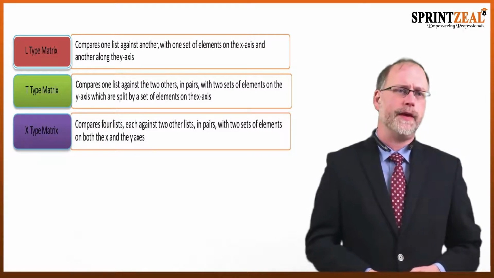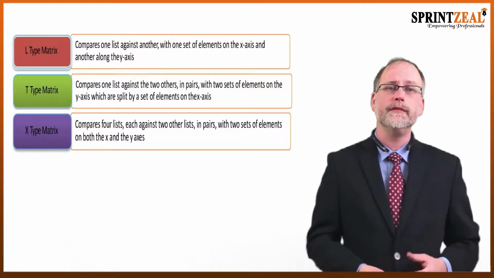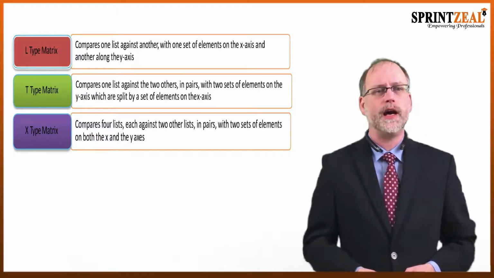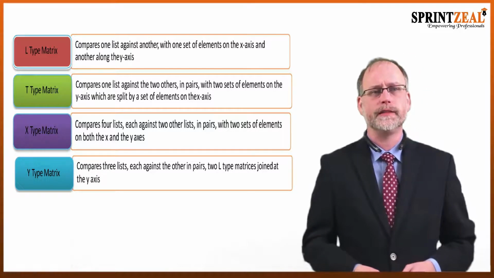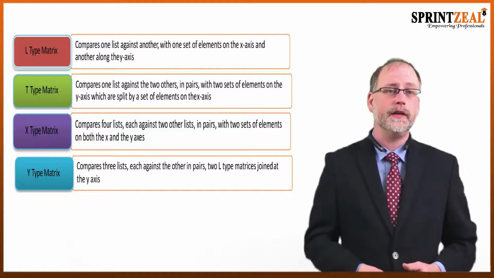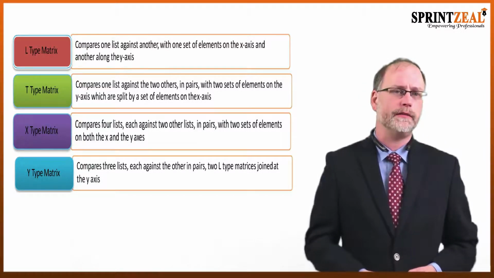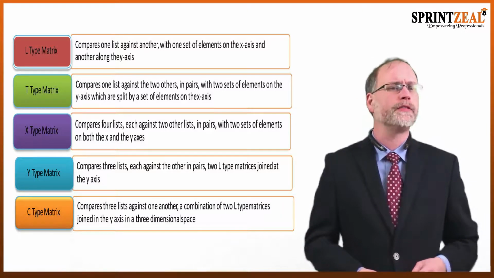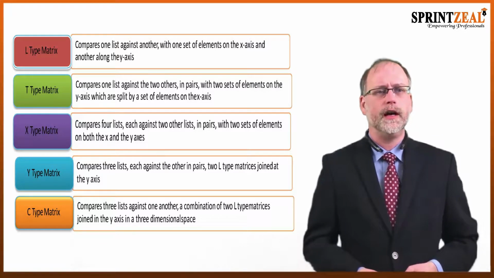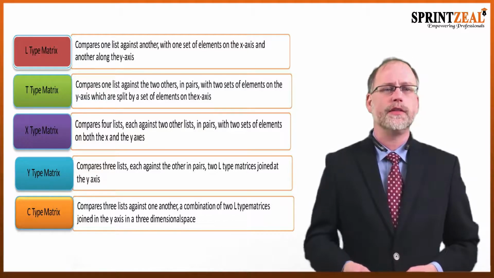Then we have the X-type matrix, which compares 4 lists, each against 2 other lists, in pairs with 2 sets of elements on both the x and the y-axis. And then we have a Y-type matrix, which compares 3 lists, each against the other in pairs, with two L-type matrices joined at the y-axis. And then finally, we have the C-type matrix, which compares 3 lists against one another. A combination of 2 L-type matrices joined on the y-axis is a 3-dimensional space.